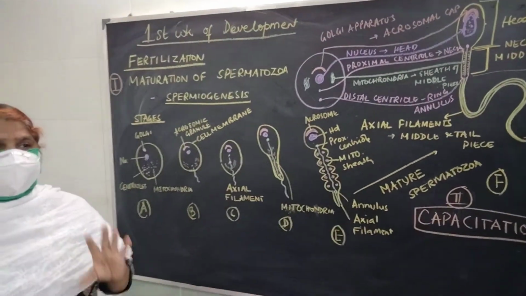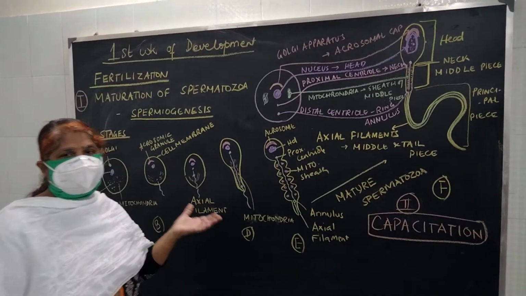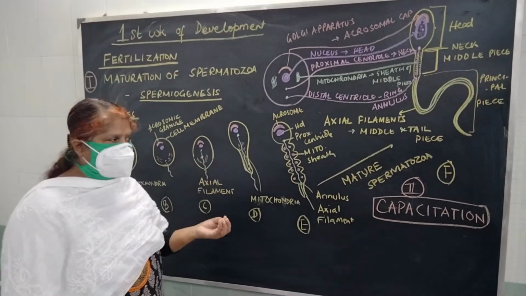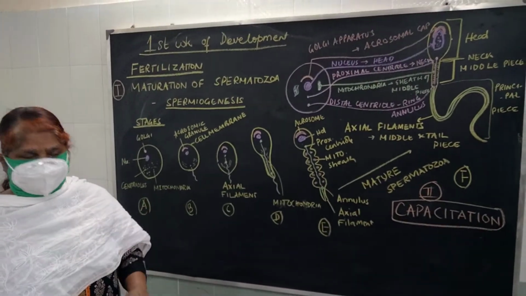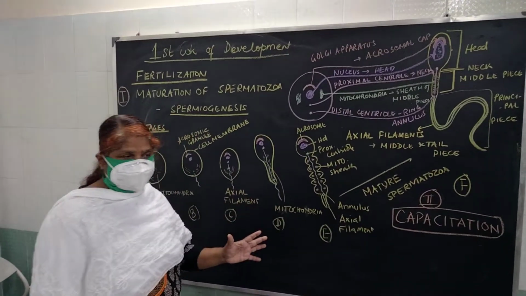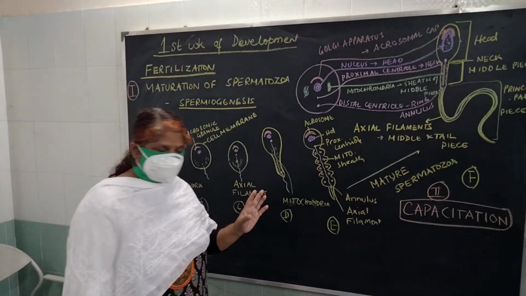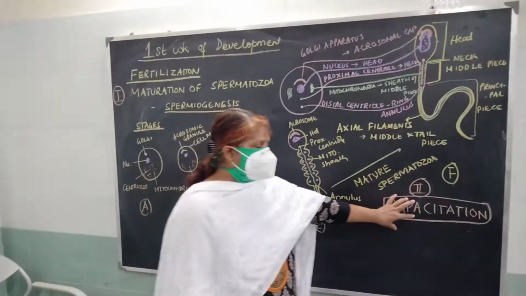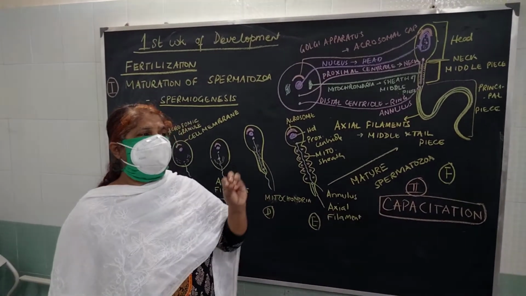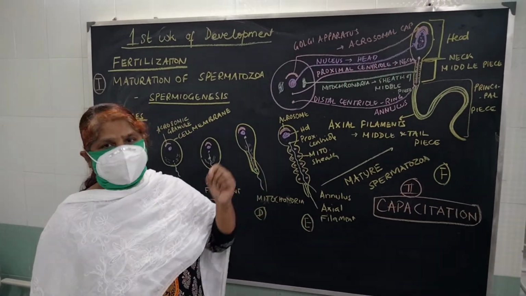Now this spermatozoa has to have some changes when it reaches the female genital tract, and there are some biochemical changes taking place in the acrosomal cap, that is called capacitation. Only capacitated spermatozoa have the capability to fertilize. If the spermatozoa is not capacitated, then that is a useless spermatozoa. So capacitation is a process which takes about 7 hours within the female genital tract after the spermatozoa reach the vagina.